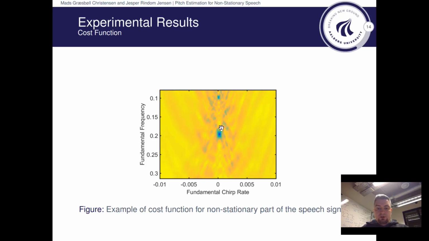Yeah, and this really shows you why this is a difficult problem, right? But it also shows you that this idea of initializing the model with a chirp rate of 0 and then using that as a starting point is actually a fairly good one, because we will be in the region of the global minimum.